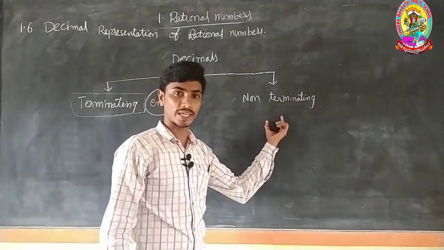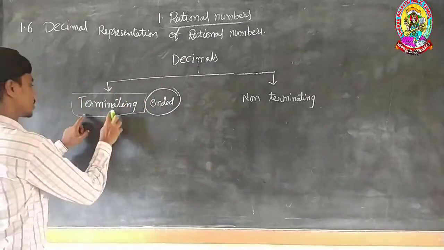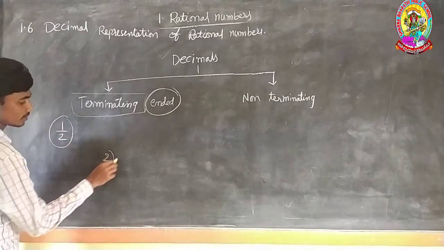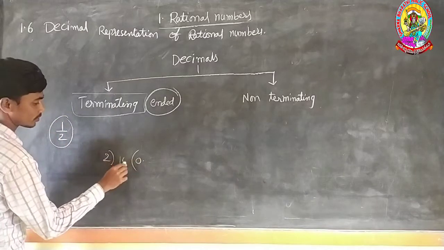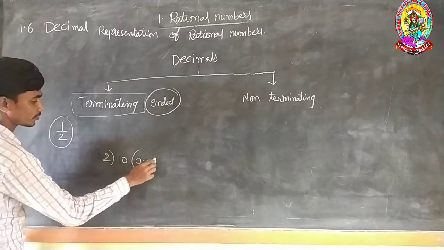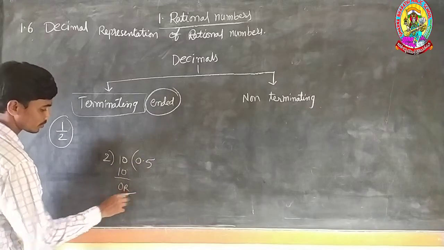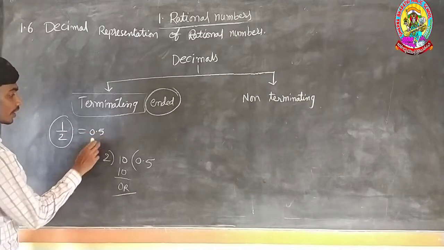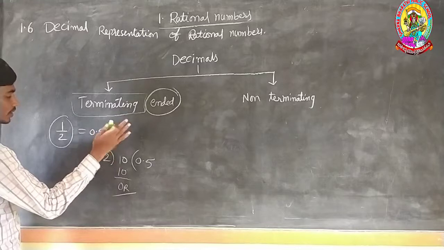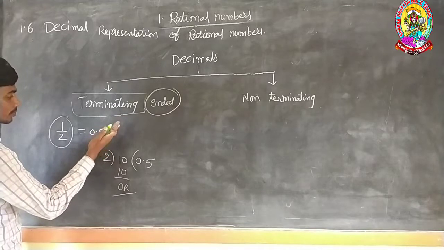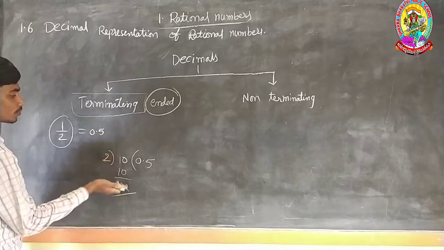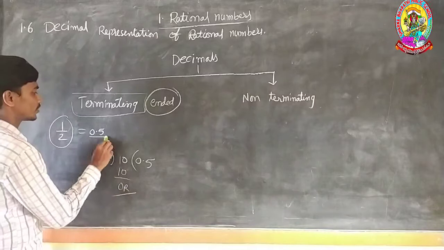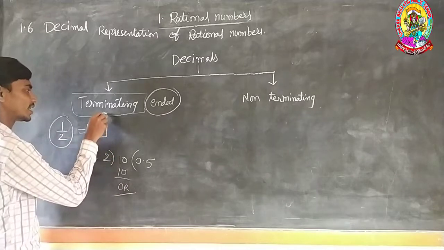Non-terminating means not ended. For example, for a terminating decimal, 1 by 2. If you do actual division of 1 by 2, 0.0. How many times? 5 times gives 10. The remainder is 0. So the value of 1 by 2 is 0.5. After 5 there is no other step to move because here the division is ended. So these type of decimals, ended decimals, are called terminating decimals.